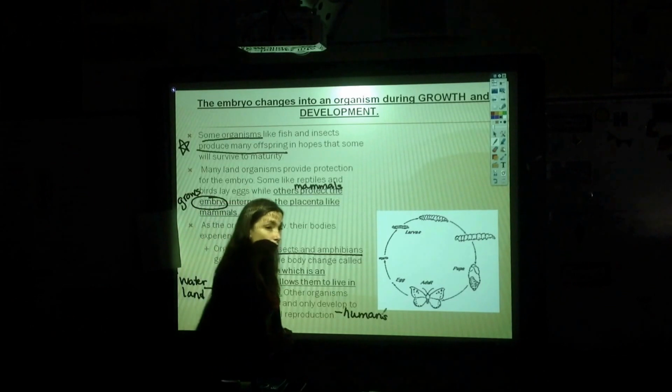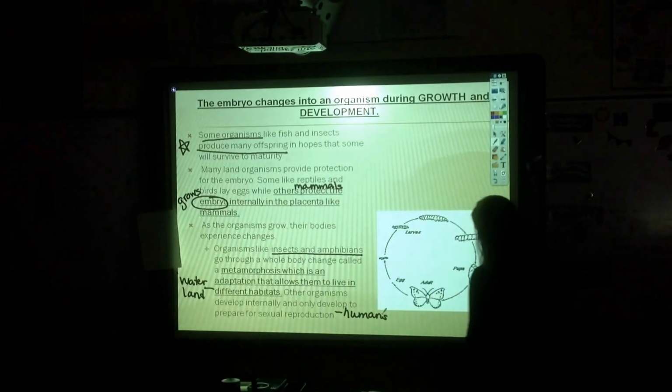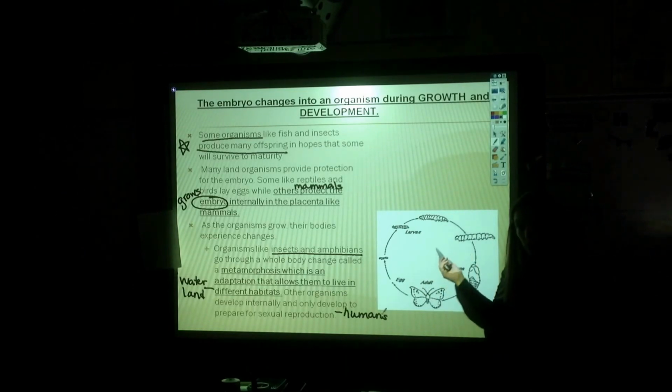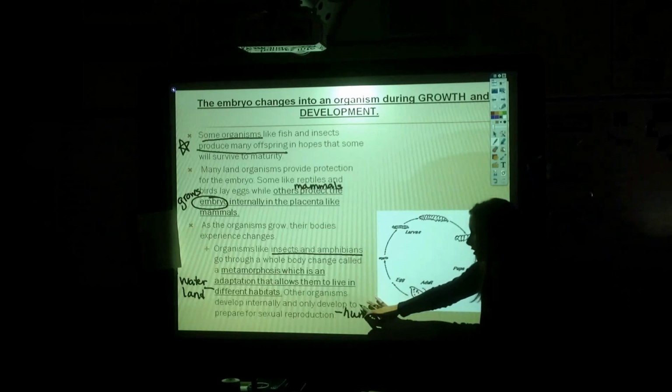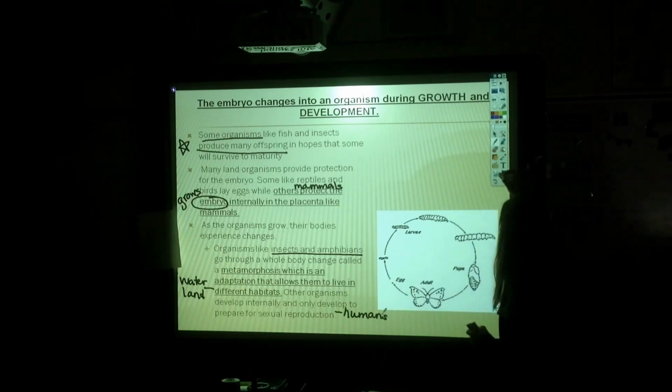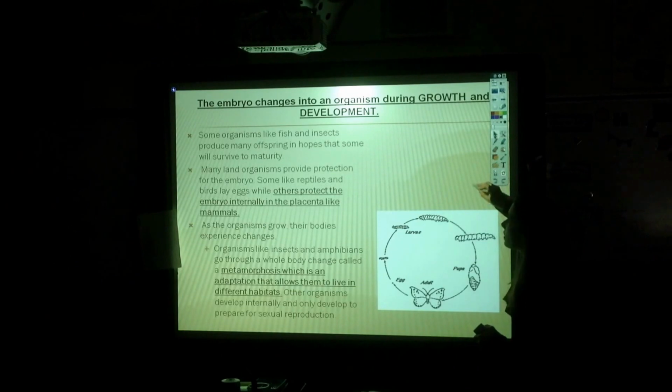You probably know the word metamorphosis from things like caterpillar, pupa, and butterfly. The same happens with amphibians, where you have the tadpole and then the adult. For other animals, like humans, we develop internally, and we really only undergo changes to prepare for sexual reproduction. So that's growth and development.